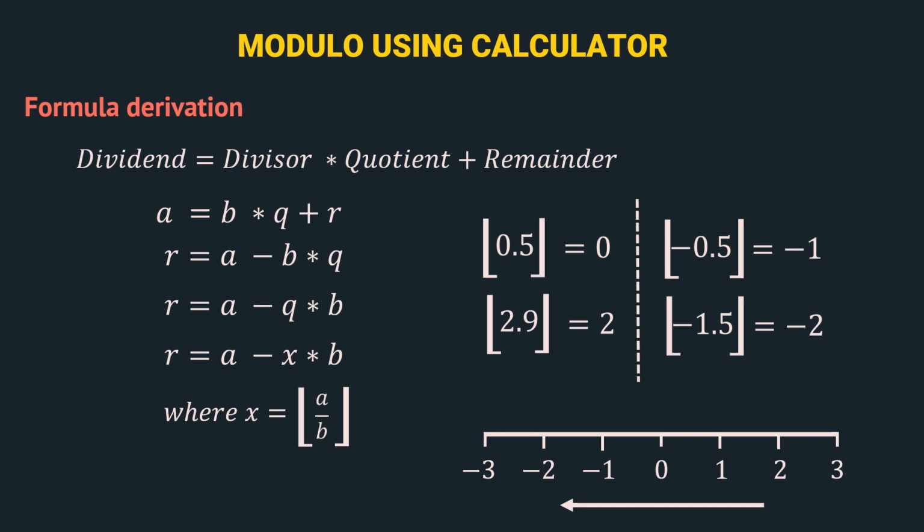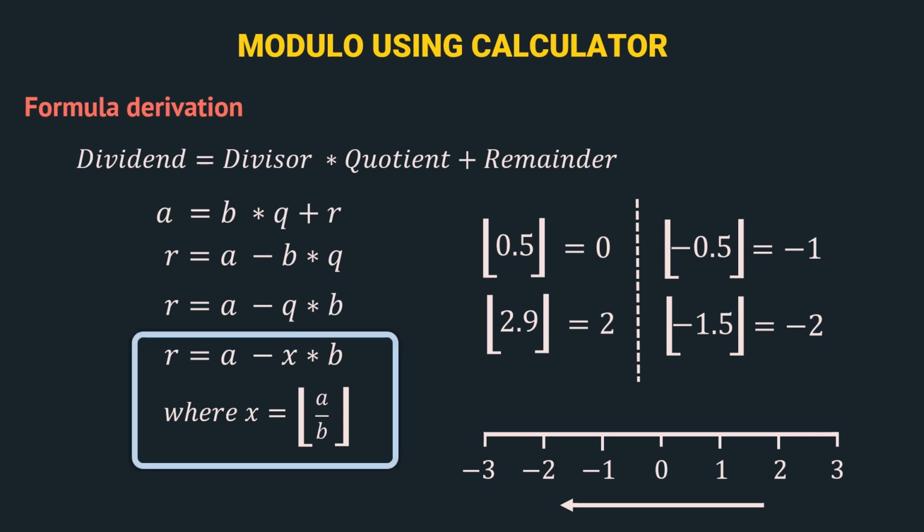Okay, so we have understood how the floor operator works. Just go to the left and fetch the first encountered integer. Cool. And that's it. We have the formula right here. That is R is equal to A minus X into B, where X is the floor of A by B. Now let's jump into some examples to be a master in this.